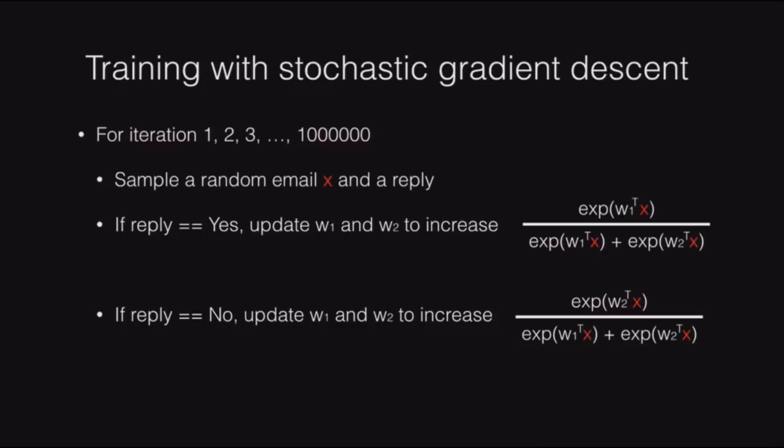So you run for iteration 1 to like a million, you run for a long, long time. You sample a random email X, and there's some reply. And then if the reply is yes, then you want to update your W1 and W2 such that you increase the probability that the answer is yes. So you increase the first probability. Now, if the correct reply is no, then you're going to update W1 and W2 so that you increase the probability of the email being answered as no. So the second probability. Okay? So let's call those P1 and P2.